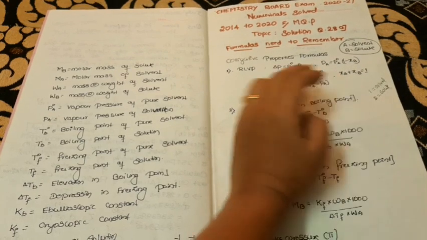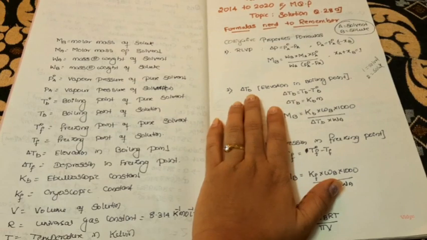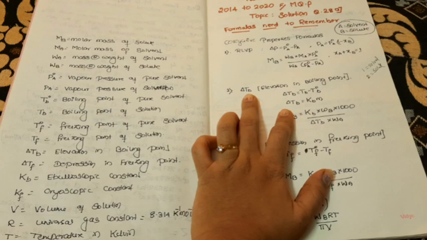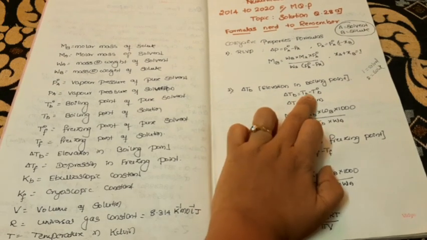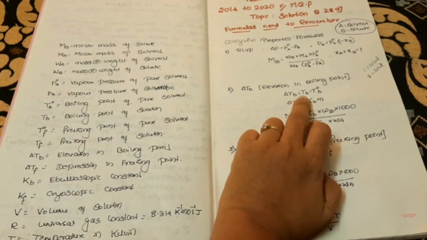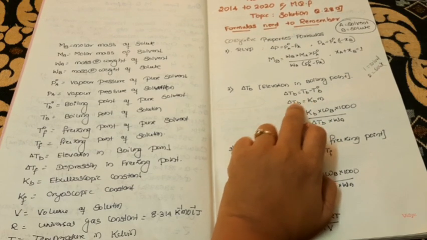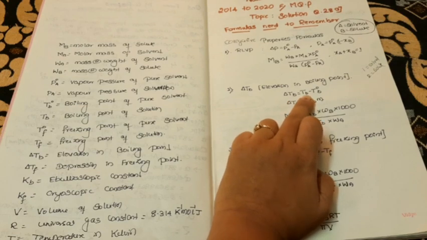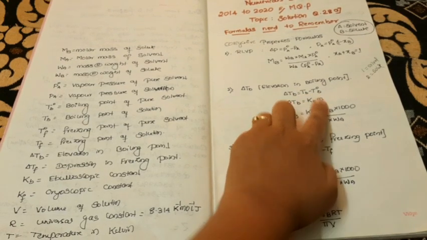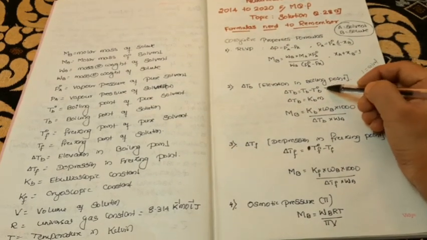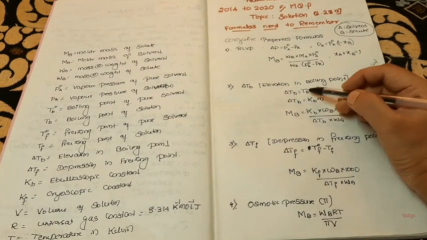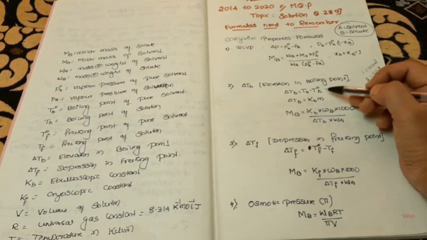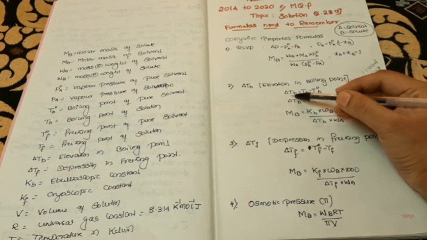Dear students, further I am going to tell. Now the second formula is elevation in boiling point, represented by delta TB. So delta TB is equal to TB minus T naught B. TB represents the boiling point. So elevation in boiling point is the difference between the boiling point of a solution minus the boiling point of a pure solvent. T naught B represents pure. So delta TB is equal to TB minus T naught B. This is the difference in boiling point of a solution and the pure solvent. That is nothing but elevation in boiling point.